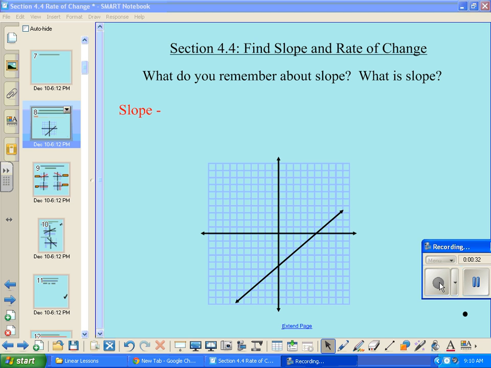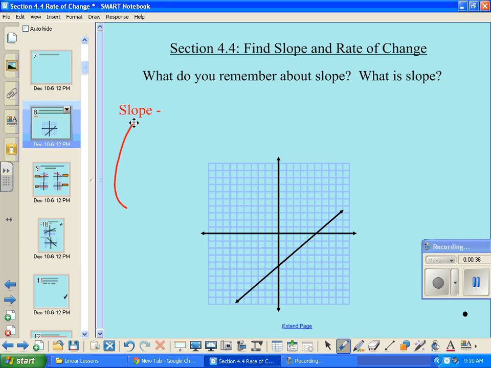Slope, what is slope? Well, the first thing I usually have students do is write down a side definition that I've made up, not the book one, but something that I like to think of when I talk about slope. I say that slope is a measure of the steepness of a line. If you're taking notes along with me, this is definitely something I'd still want you to write down. It's the measure of the steepness of a line.